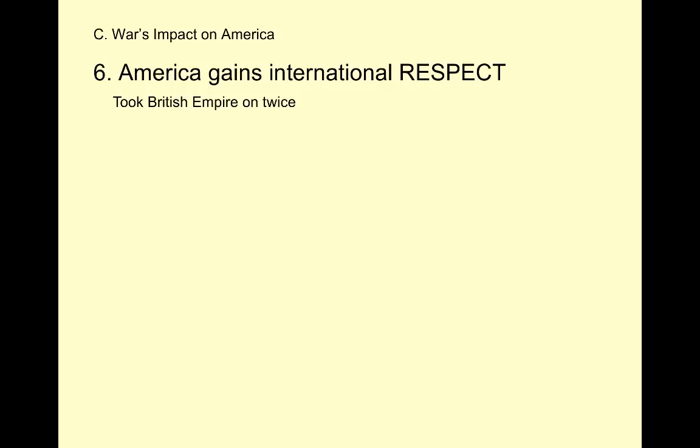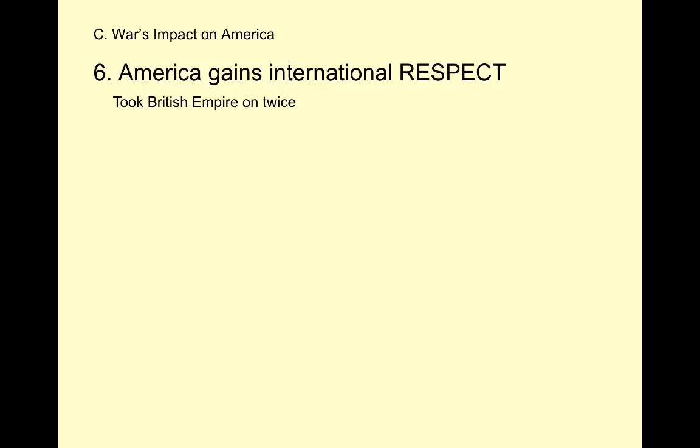Next, what's our last consequence of the War of 1812? America is going to gain some international respect. The British don't fear us, but they have taken us on twice, and if not lost, at least not won twice, in the American Revolution and the War of 1812. And so Great Britain is hesitant, and France and Spain, to mess with the United States.